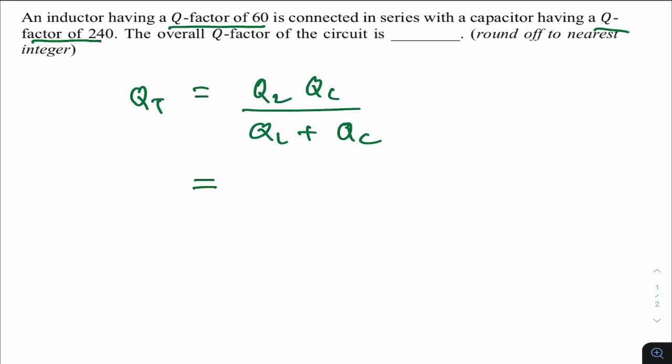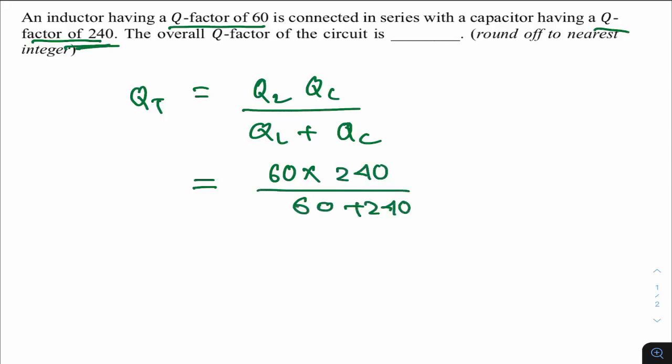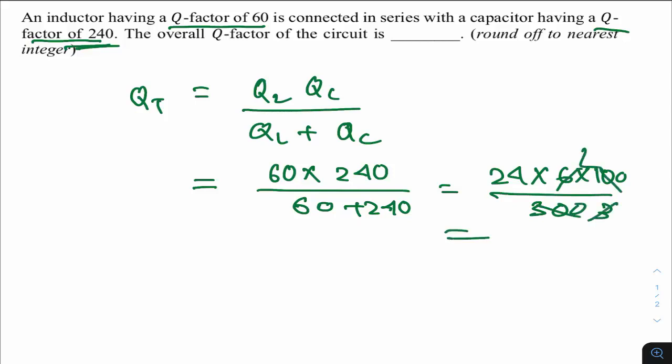QL is given as 60 and QC is given as 240. So 60 into 240 divided by 60 plus 240. This is 24 into 6 into 100 divided by 300. So this happens to be 48. So the quality factor of the overall circuit is 48. So 48 is the right answer for this question.